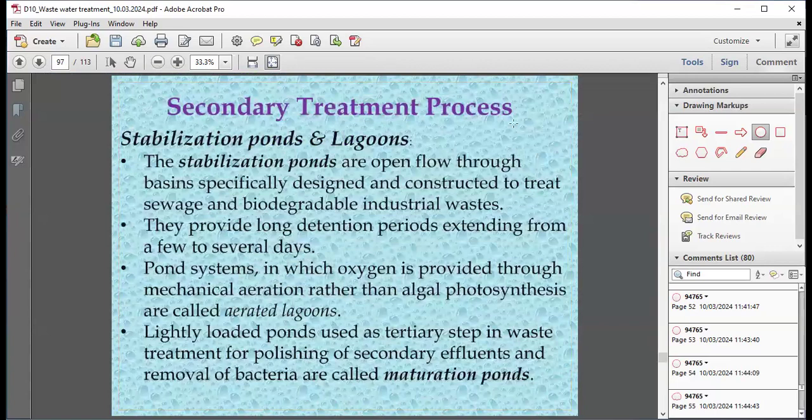This is the secondary treatment process, stabilization ponds and lagoons. The stabilization ponds are open, flow-through basins specifically designed and constructed to treat sewage and biodegradable industrial waste. They provide long detention periods extending from a few days to several days. A pond system in which oxygen is provided through mechanical aeration rather than algal photosynthesis.